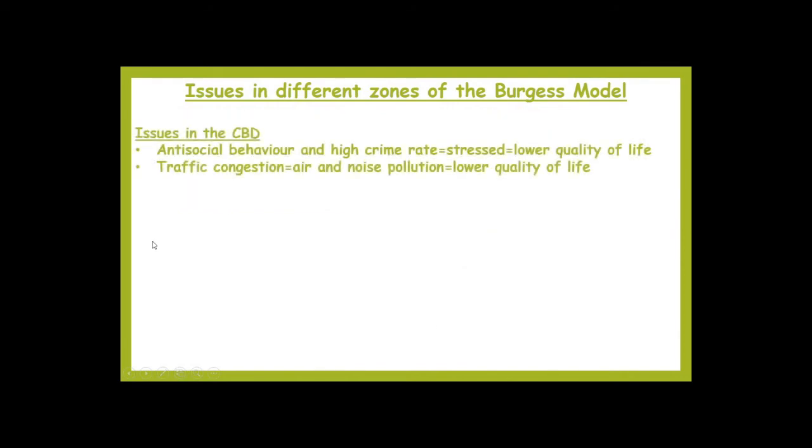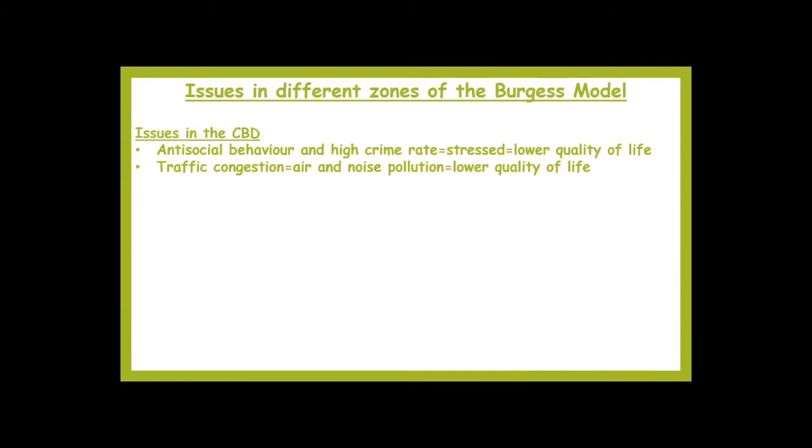So, think about if you lived in the city centre. You might have a nice posh apartment to go with your high-paid job and your professional lifestyle. But you're also living in the most social zone, if you like. So think of Wine Street in Swansea, for example. There's going to be quite a lot of antisocial behaviour on student nights, on the weekends. That could increase the crime rate. That might stress you out, might lower your quality of life.